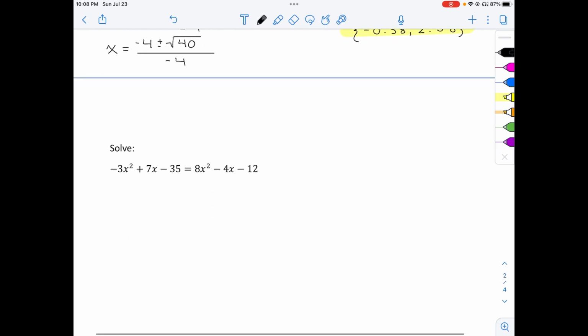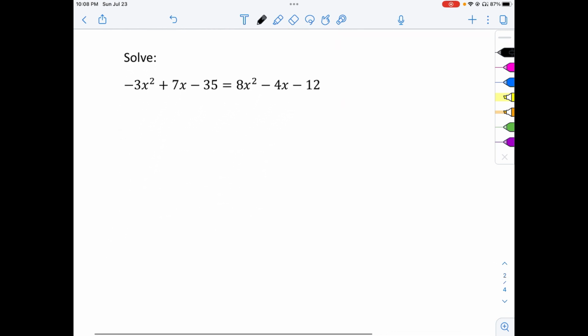Now, another example here is one where I have terms on both sides of my equal sign. So if this is the case, you want to move everything to one side, and then you can use the formula. So in this case, I'm going to bring everything to the left side. So I'm going to look at the right side and do the opposite of what's happening with each thing.